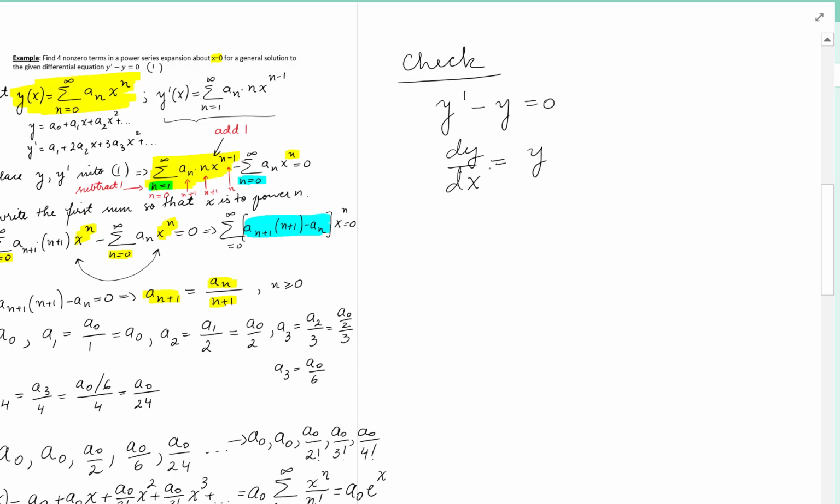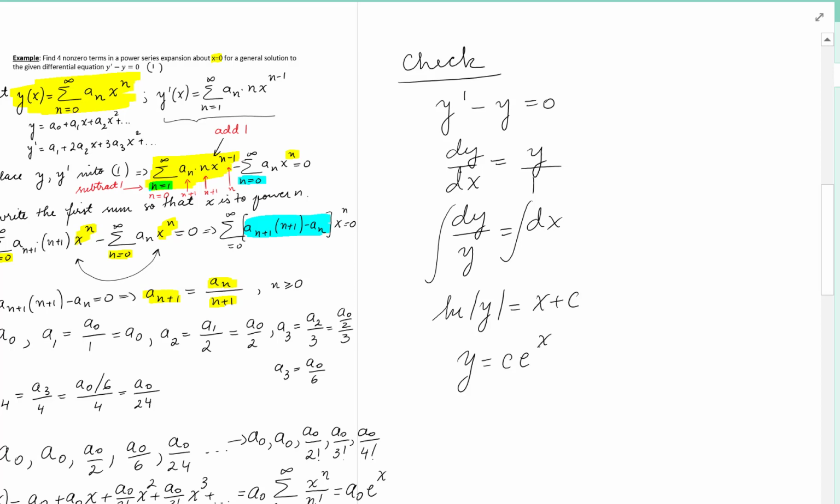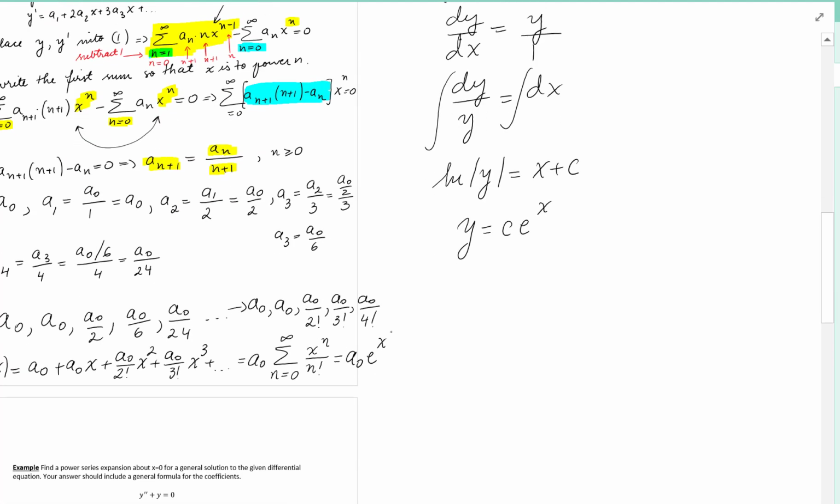equals y. So I'm going to cross multiply, so it's going to be dy over y equals dx. If I integrate both sides, I'm going to get ln of the absolute value of y equals x plus c. So y equals c e to the x. Did we get exactly the same thing? Yes, it's just that instead of c, we are using a naught.